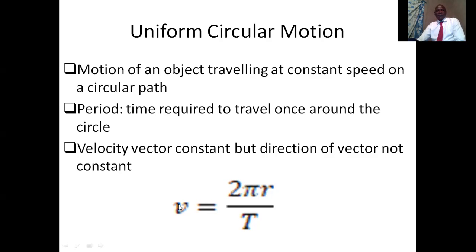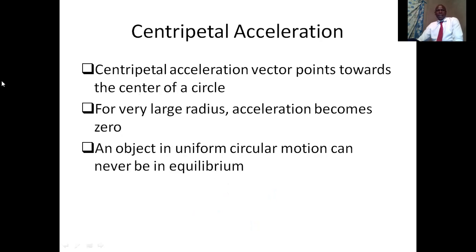And so the velocity, we would say, is the distance over time. If it's moving around the circle, the distance is the circumference, divided by time. The circumference is given by 2 pi r. So velocity is equal to 2 pi r over T, where T is the period, the time for one revolution. Centripetal acceleration is an acceleration vector that points towards the center of the circle.